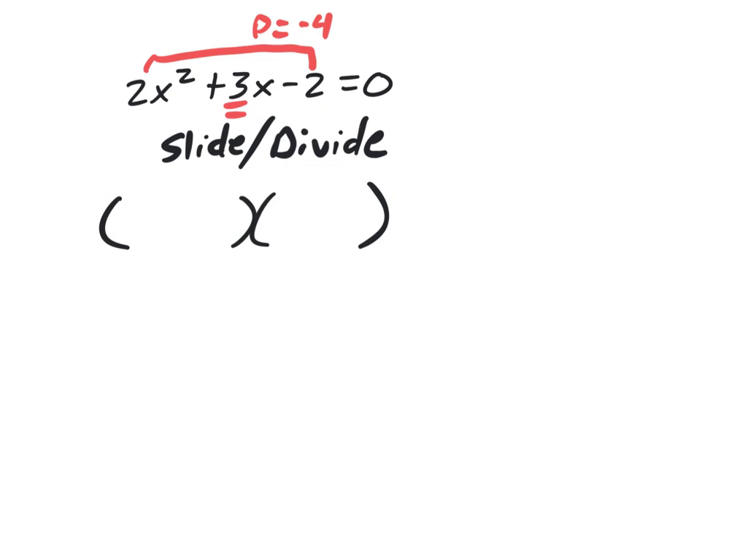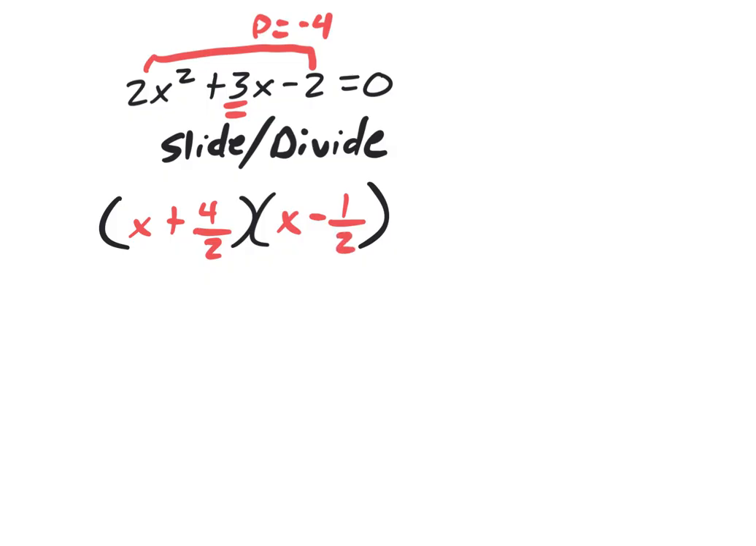Okay, what kind of signs do we want? Positive 4, -1. Okay, so we're going to go x plus 4, but because we're doing slide and divide, we're going to write a division sign here. And what number are we going to put on bottom of those 2? 2, whatever that leading coefficient is. So we're going to put 2 underneath both of those.